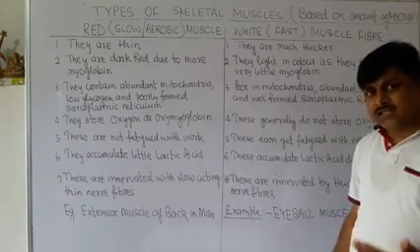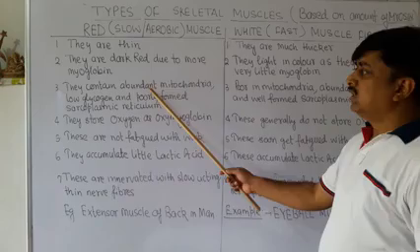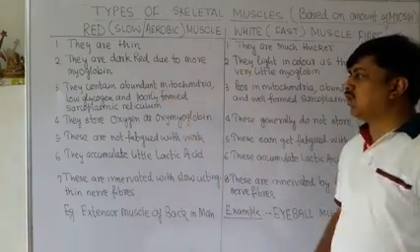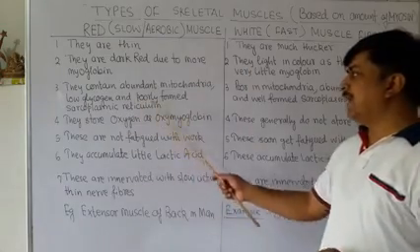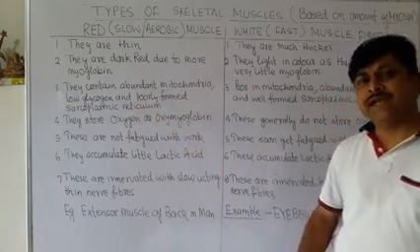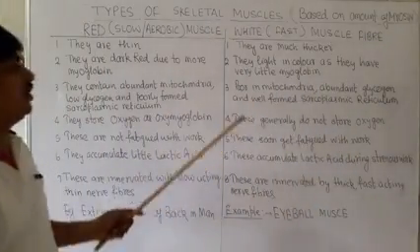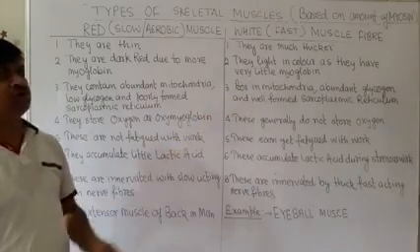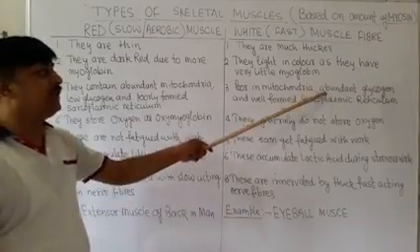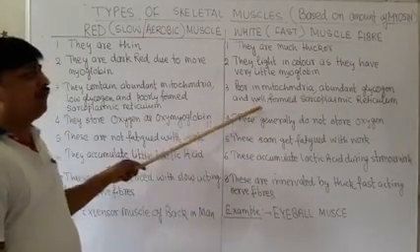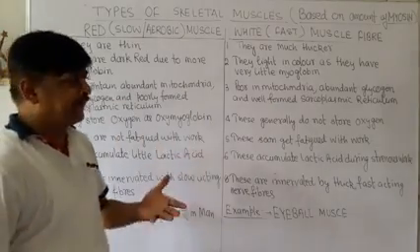Next difference is the presence or absence of mitochondria. Red muscles contain abundant mitochondria. They have low glycogen, and clear and poorly formed sarcoplasmic reticulum. Whereas the white muscles have poor mitochondria. They contain very little mitochondria. They have abundant glycogen and well-formed sarcoplasmic reticulum.